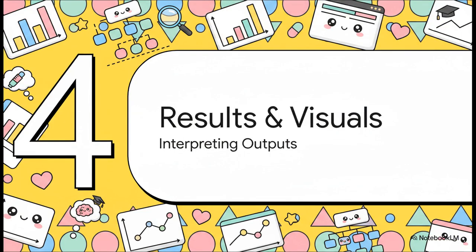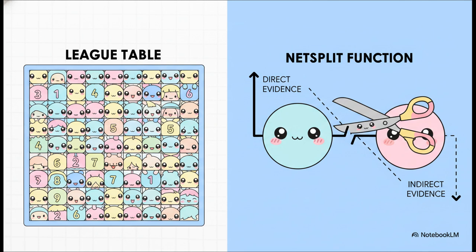Section 4, Results and Visuals. Interpreting the outputs. The software is going to spit out a really dense array of visual tools. Of course, you have your network diagrams and your traditional forest plots, but you're also going to get a league table. This is a massive matrix detailing the relative effects of every single possible pairwise comparison. As you add more treatments to your network, the permutations in this table grow exponentially.